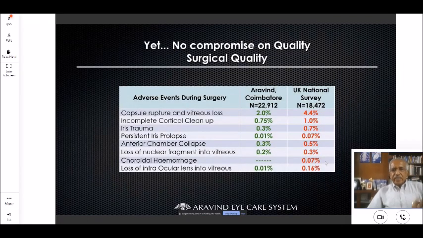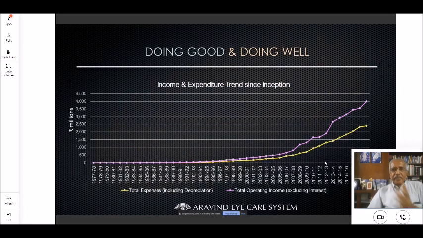In terms of quality, you don't have to understand what these are. These are statistics of complications, and you can see Aravind's complication rate is significantly lower than the UK's. We're running at about 50% or even less in terms of complications compared to the UK or USA. And financially, we continue to be viable. In the early days, it was hand to mouth, but as the volumes increased and our efficiencies increased, the income is more than the expenditure, which is allowing us to both grow and serve those who cannot pay.